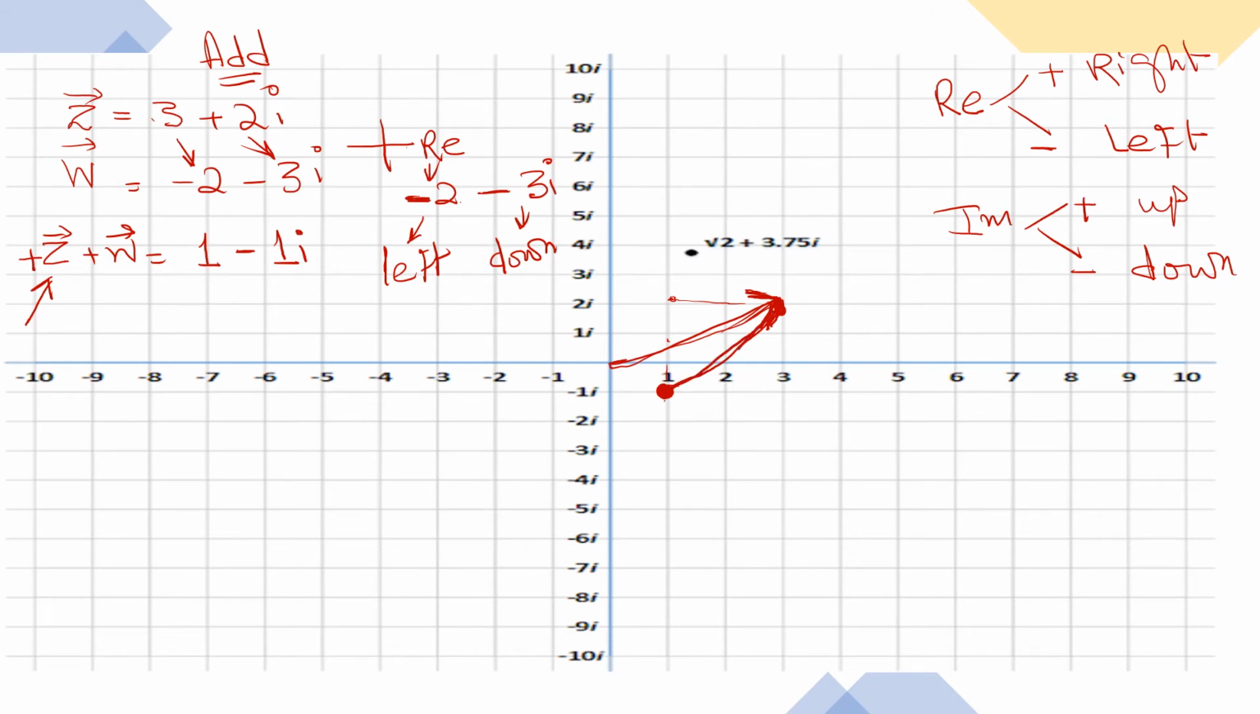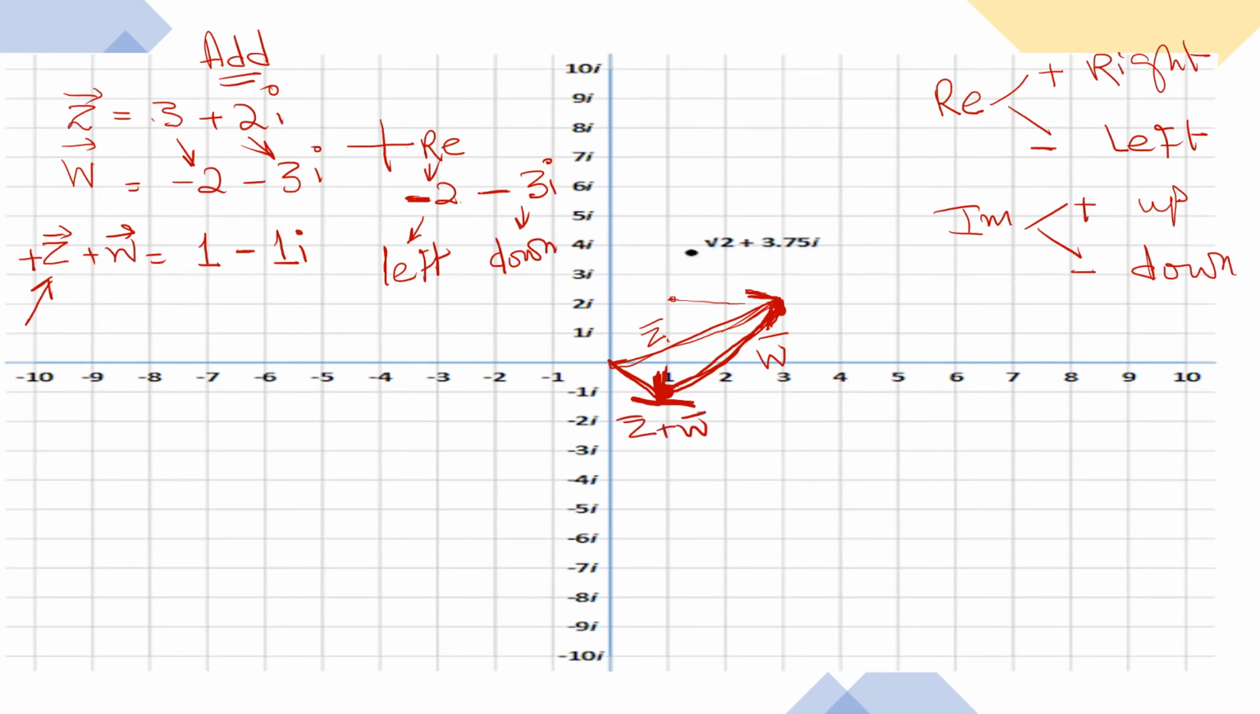Join the tail of the W vector with the head of the first Z vector. Once it is done, put the arrow where you find the final answer. Now you have to find the resultant. The resultant vector means where the head of the W is, you have to just join it with the origin and make the arrow towards the head. So what you have seen will be your Z plus W vectors.